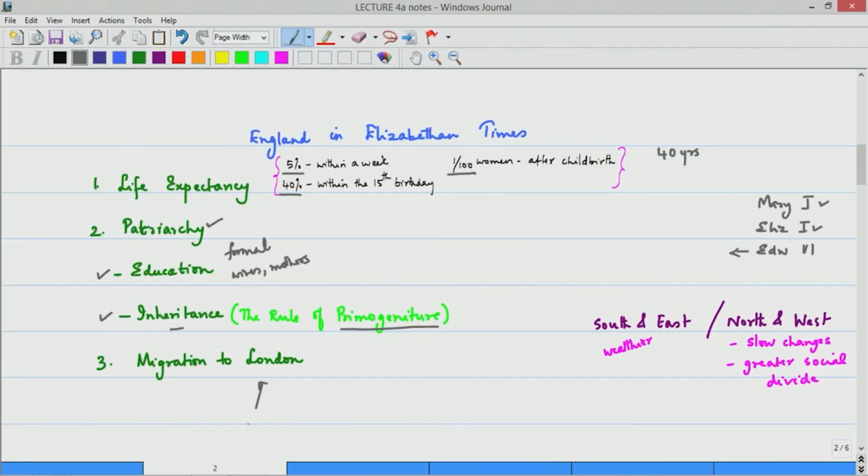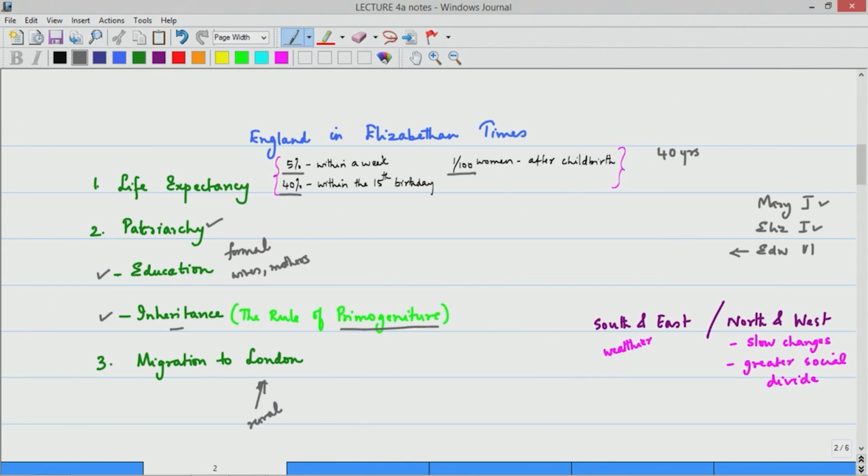And finally, we also see that there is a lot of migration happening from the rural hinterlands of England to the city of London, because London was increasingly becoming the center of power, the center of commerce, the center of courtly life, center of art, center of drama, and everything that was happening to the country was getting implicated within the life of the city of London.